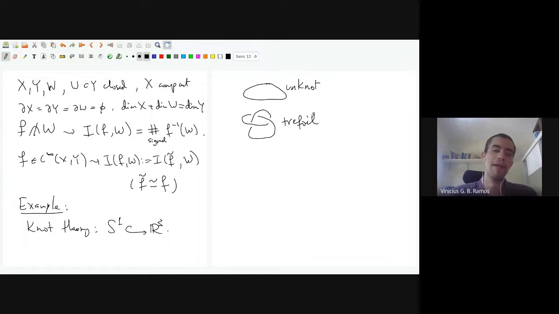And then you have other embeddings, the figure 8 knot, and I'm not going to draw very many, especially on this tablet, but you have many knots. Knot theory is actually an active area of research, and there are very hard questions, but one of the simplest things in knot theory is called the linking number.